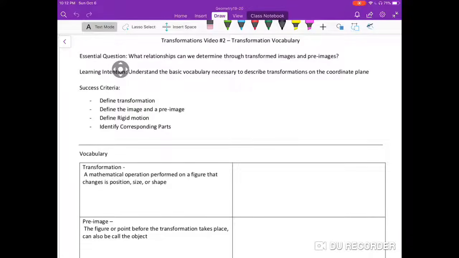Alright, so our second video is going to all be about the different vocabulary that we need to know for this unit on transformations, and we're going to add to this each video, but this is just some of the basics that cover the entire unit. So we want to be able to define what a transformation is, talk about its image and its pre-image, define a rigid motion, and identify corresponding parts. I'm going to tell you now that these two things right here are super important and come up all the time as multiple choice questions and as part twos.